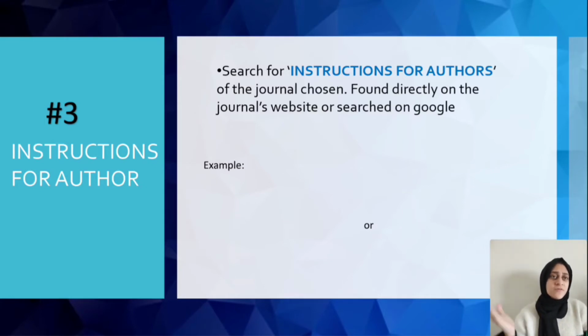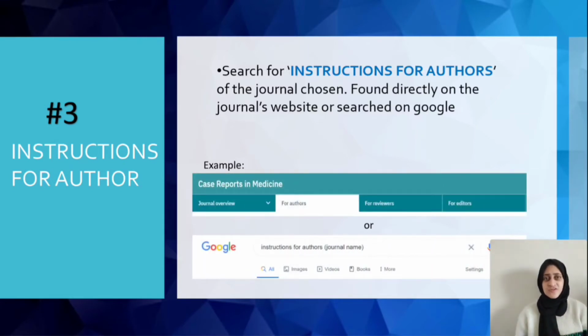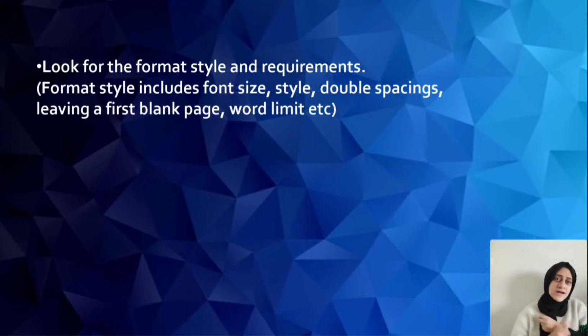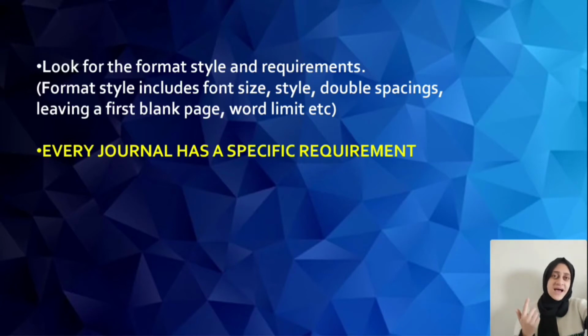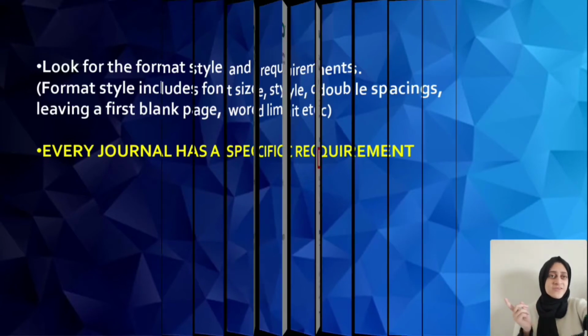So you can search for the instructions for authors of the chosen journal directly on Google or on the journal's website. You will look at the format, style, and requirements. Format could include font style, size, color, spacing, and word limit. And mind you, every journal has specific requirements. So here are some examples.